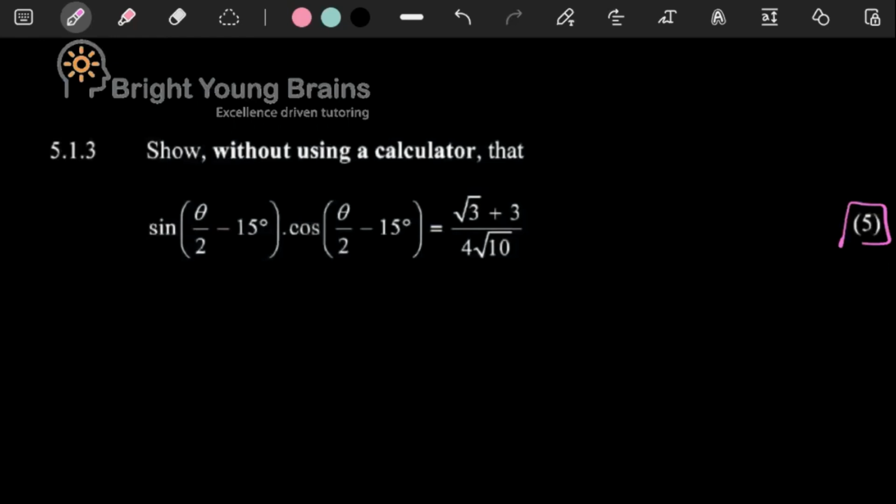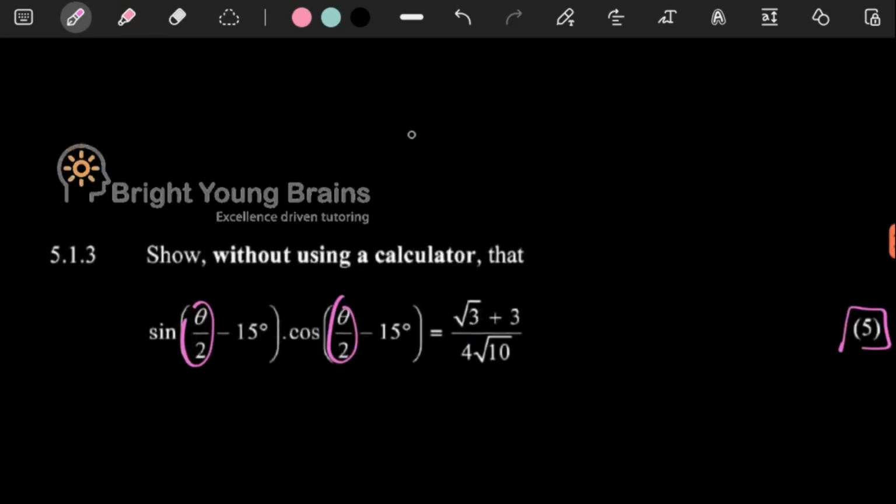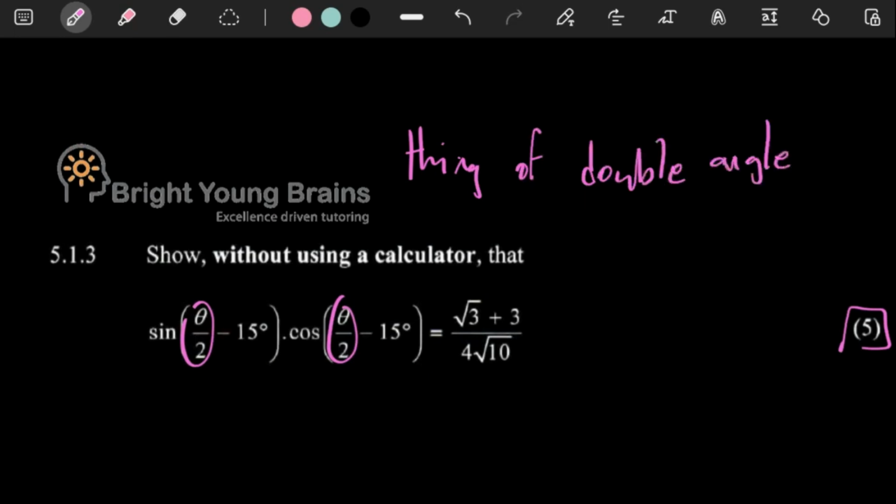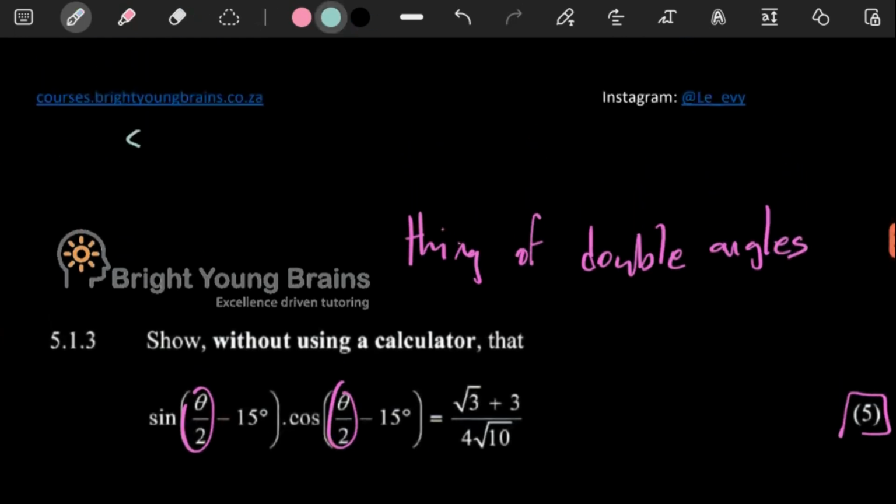So in terms of where to start, this is where you really need to be creative, because anytime you deal with half angles, always think of double angles. The only double angle we have that has sine and cos next to each other is this one: 2 sine x cos x, with a 2 in front.